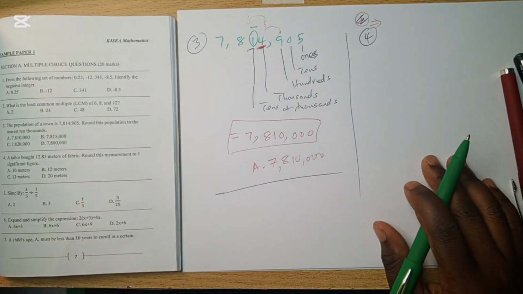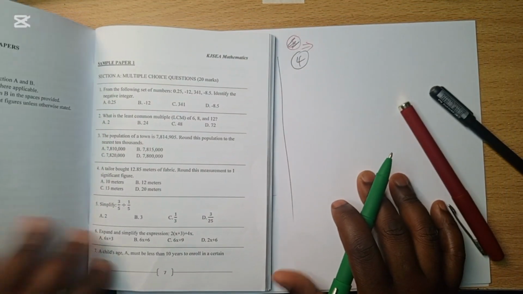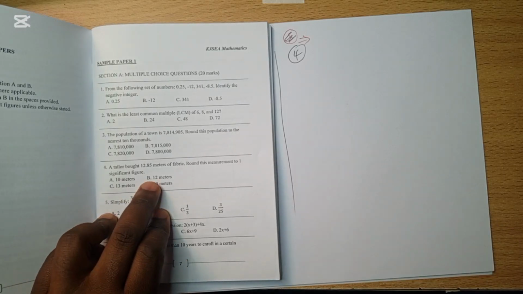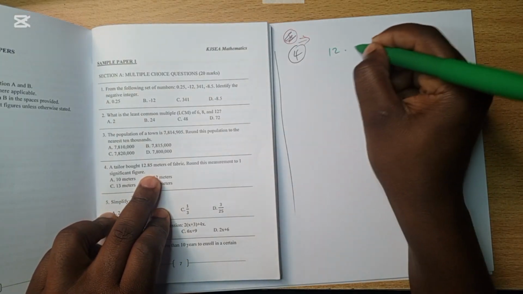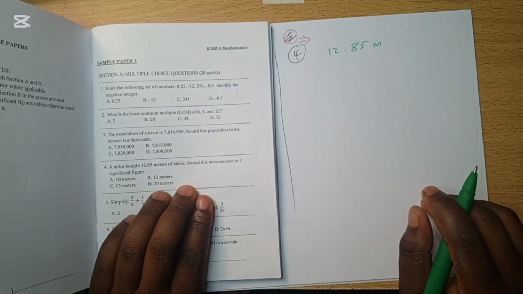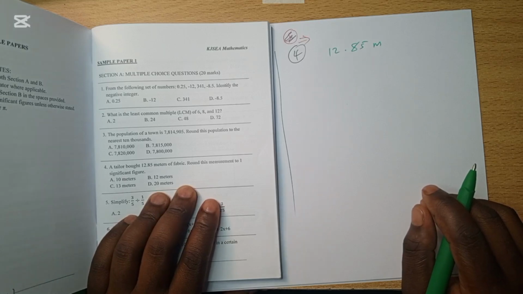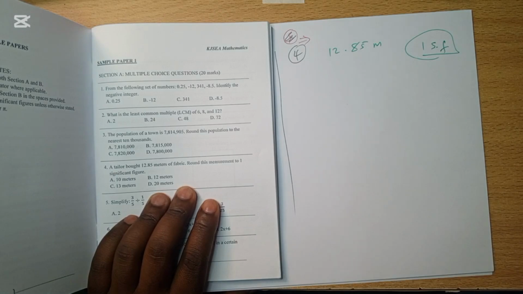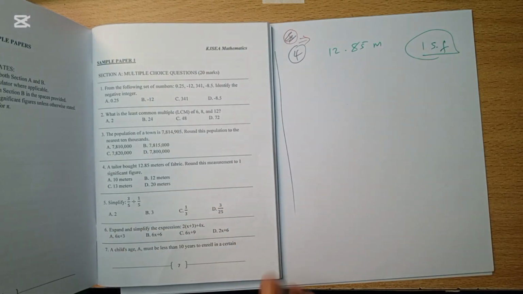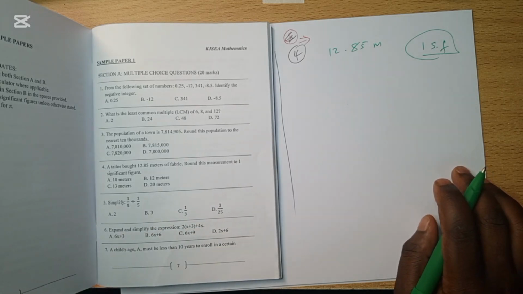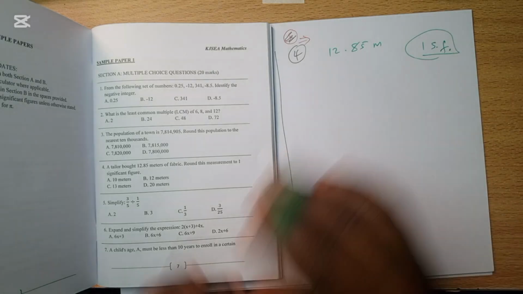Question 4 asks, a tailor bought 12.85 meters of fabric. Round this measurement to one significant figure. So you want to round this to one significant figure. There are a number of things you need to know about significant figures, especially zeros. How do zeros operate when you are looking at their significance in a number?